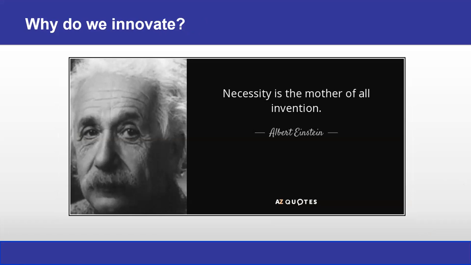Lolo Einstein once said that necessity is the mother of all invention. So when our backs are pushed against the wall, people or human beings tend to think about inventing something and then innovating it. So for example, the case we have here in the pandemic, of course, the big pharmaceutical companies, they innovated.